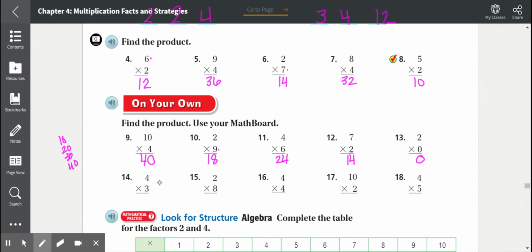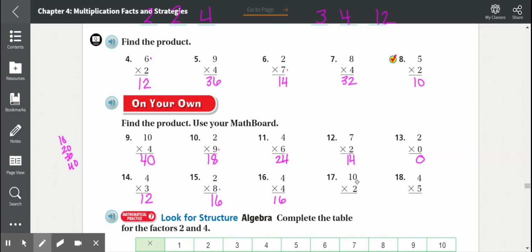4 times 3. Well, if we were to cross that out and make it a 2, 2 times 3 would be 6, and then 6 plus 6 would be 12. 2 times 8. What's 8 plus 8? 16. 4 times 4. Well, 4 times 2 would be 8, right? Because 4 times 2 is 8, and then we would double our answer to get to the 4. And 8 plus 8 is 16.